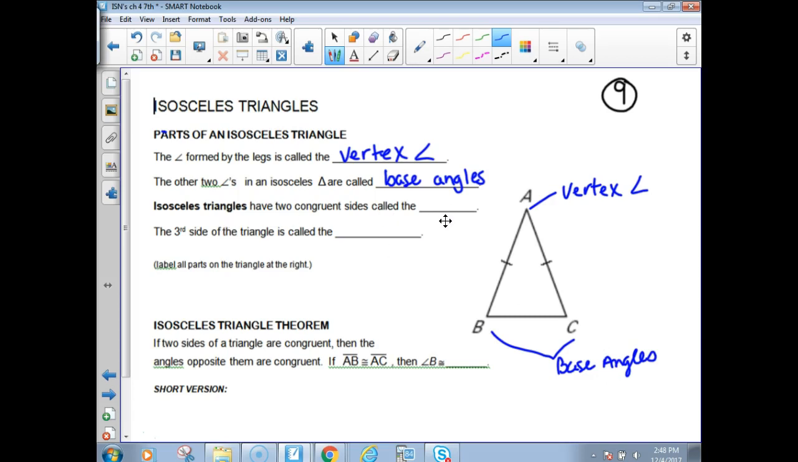Isosceles triangles have two congruent sides called the legs. This side's the leg and this side's the leg. The third side of the triangle is called the base. So that would be side BC.